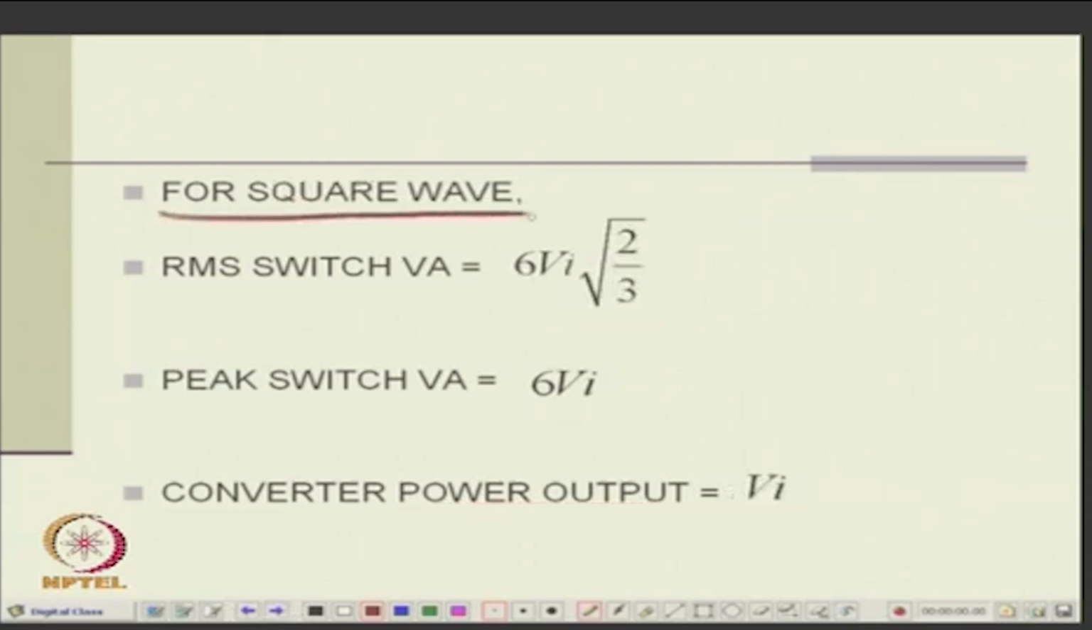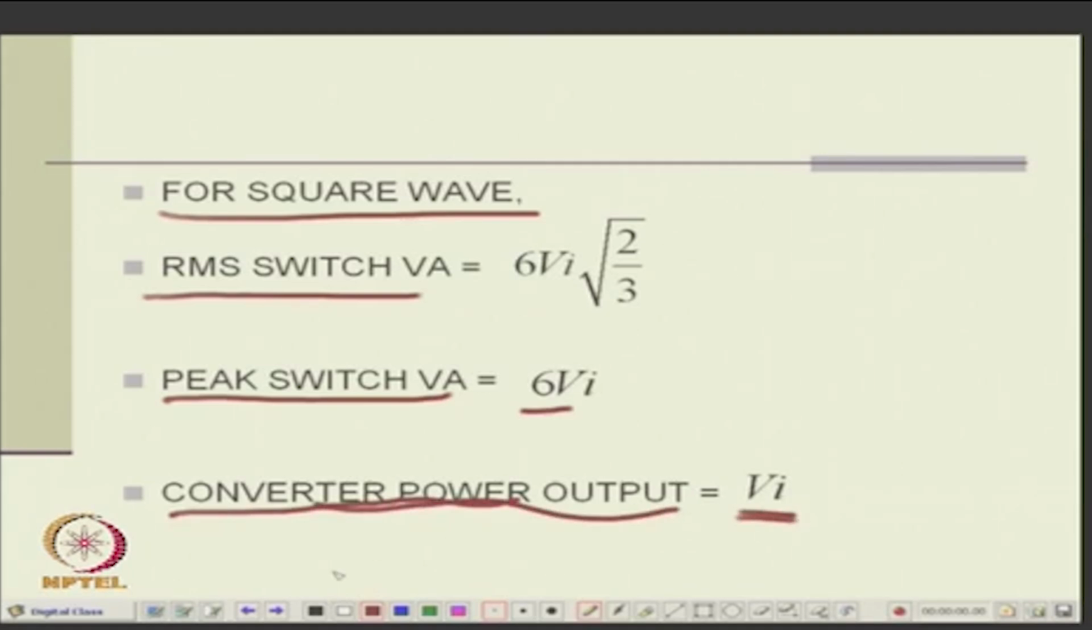For square wave, the RMS switch VA is 6 times VI, because root 2 by 3 is the 6 times V into I RMS, okay, that is I into root 2 by 3. Peak switch VA is 6 times VI, that is for a square wave, because V is the voltage and I is the square wave current, and converter power output is VI. Okay. These are some practical aspects of the rating of the converter and the motor.